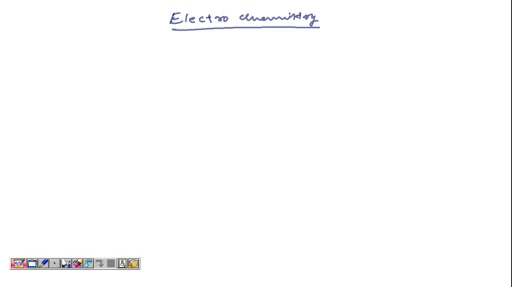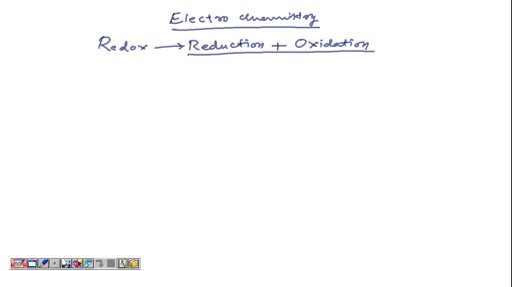So we come across the reactions called redox reactions. Redox reactions usually involve two types of reactions taking place together always. One is a reduction reaction and another one is an oxidation reaction. We have seen that reduction reactions and oxidation reactions always take place together only. So whenever reduction takes place, oxidation also takes place.